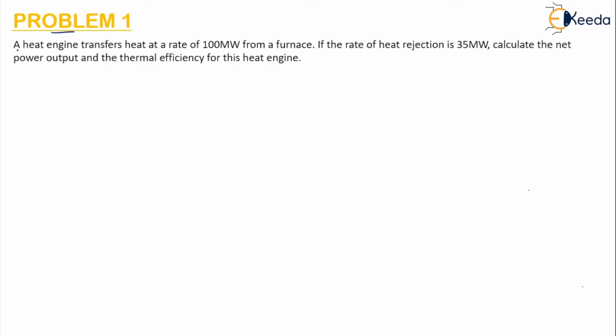So here in the question they say that a heat engine transfers heat at a rate of 100 MW from a furnace. If the heat is rejected at the rate of 35 MW, then calculate the net power output and the thermal efficiency of this heat engine.